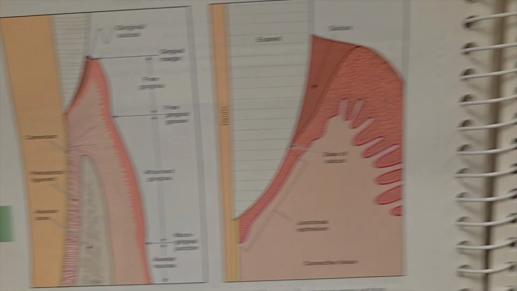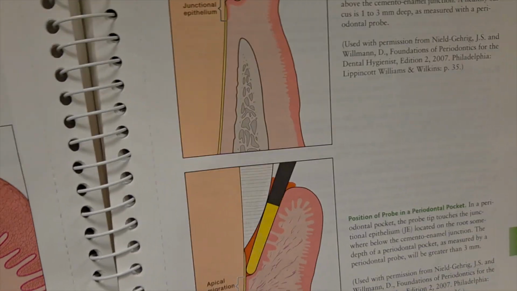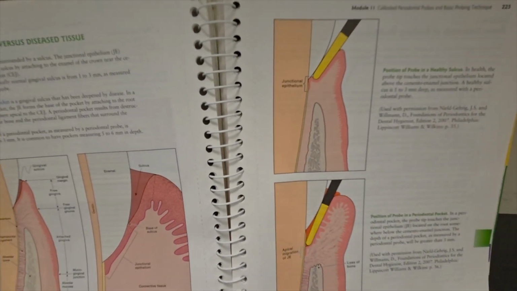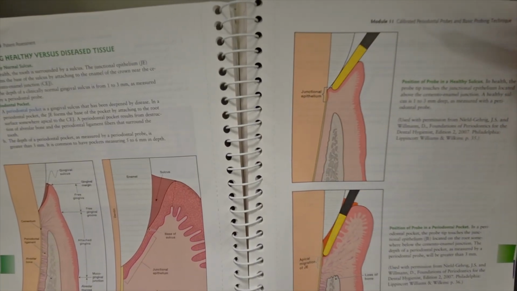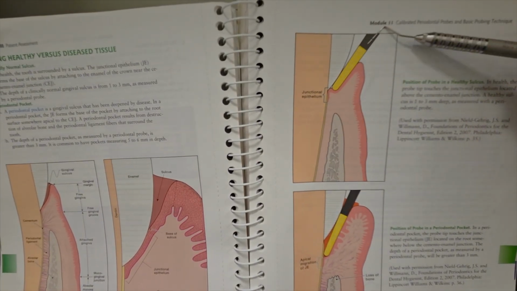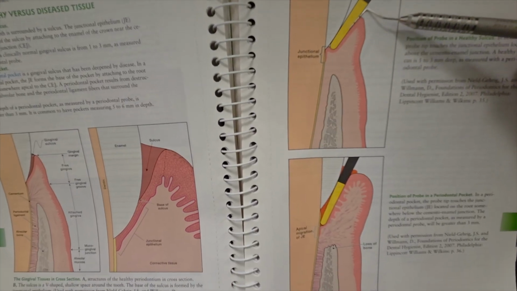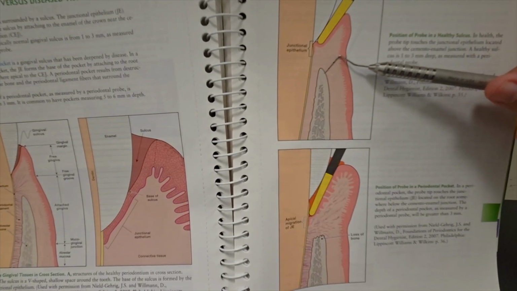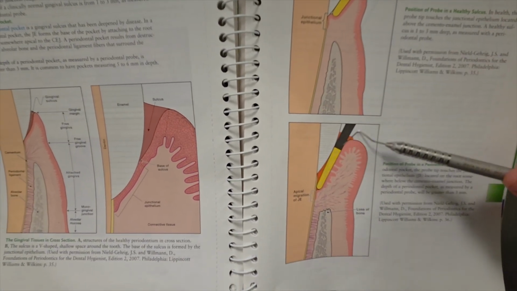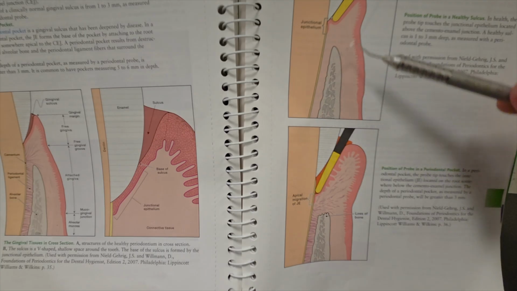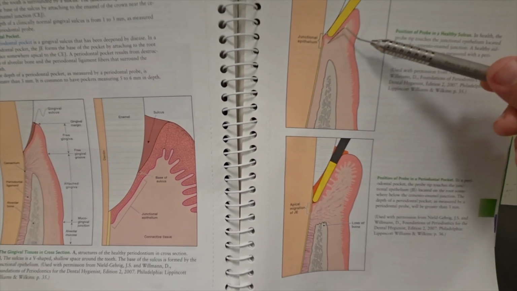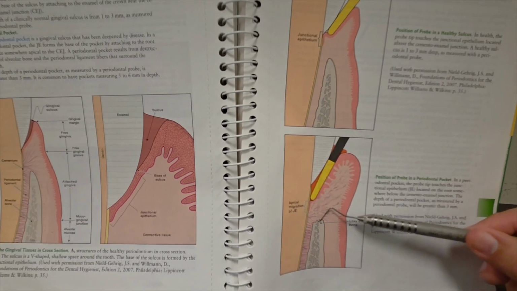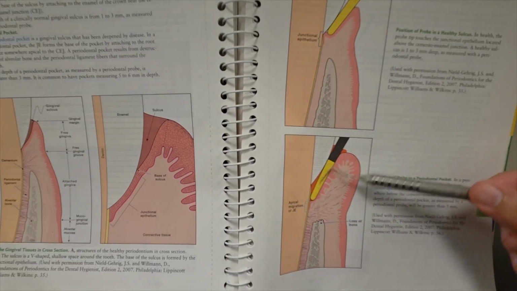So let me go over to my other picture. So what I just described here. You have a healthy position of a probe in a healthy pocket and a healthy sulcus. You can see the bone level is intact. Now compared to a periodontal pocket, so that junctional epithelium here compared to the junctional epithelium here, we can see the bone loss and a much deeper pocket.